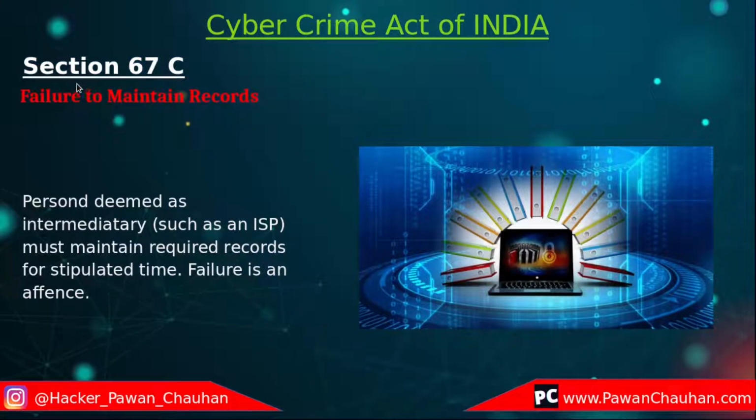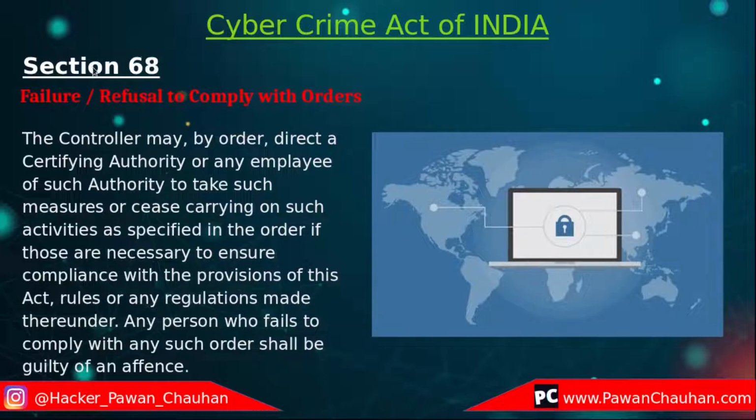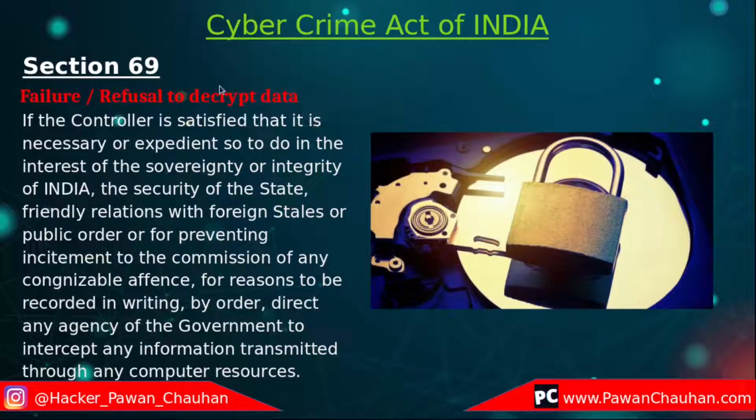Next section is section 67C, that is failure to maintain records. If a person who is required to maintain data for a stipulated time fails to do so, then that person is charged under section 67C, that is failure to maintain records. Next section is section 68, that is failure to comply with orders. If a certified person fails to comply with the act, rules or regulations of the controller, then the person is charged under section 68, that is failure to comply with orders.